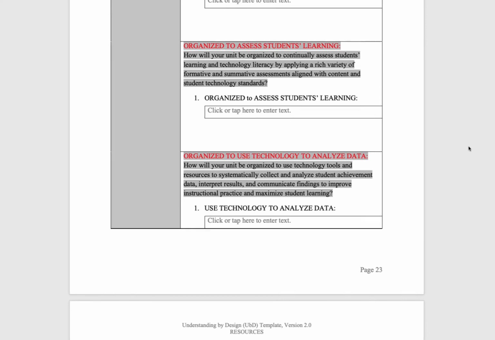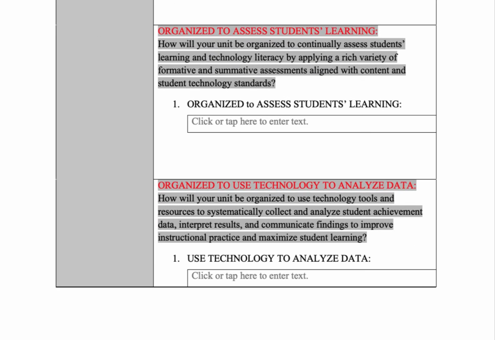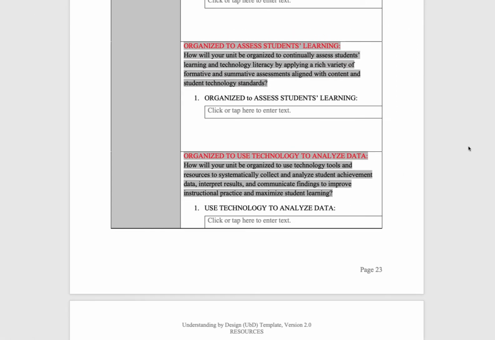In this section, we will list how the unit will be organized to assess students' learning. So we need to be able to assess what's being done through formative and summative assessment. So assessment that informs the next step, and final summative assessment as well. So in this section, we list how the unit will be organized in order to assess the work.